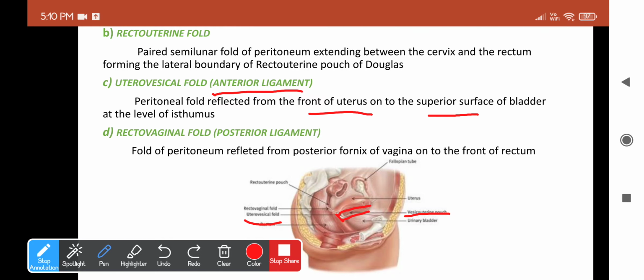And then one more ligament is the posterior ligament, nothing but the rectovaginal fold. So this extends between the posterior fornix of the vagina onto the front of the rectum. So this peritoneal fold from the posterior fornix will get reflected along the anterior surface of the rectum, and this includes the pouch of Douglas. So these are nothing but the peritoneal folds extending between the structures.